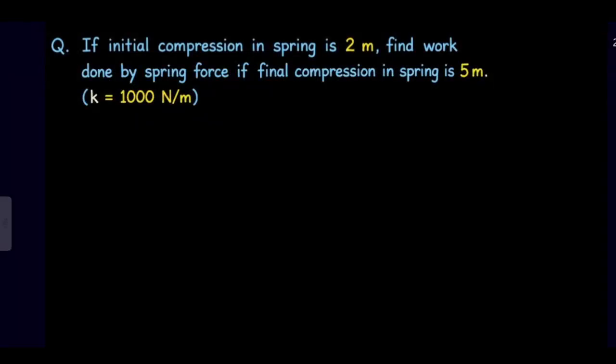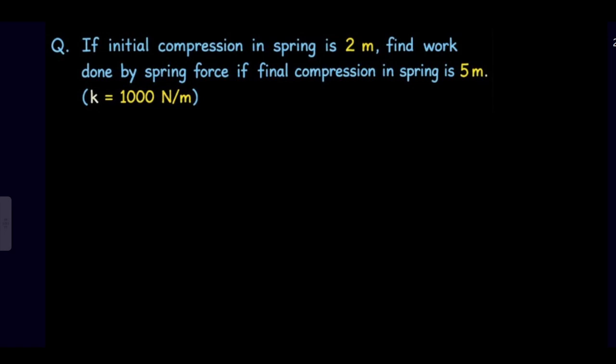If the initial compression is given as 2 meters, find the work done by the force if the final compression is given as 5 meters. So x1 is 2, x2 is 5. 5 or 7? 5 only, remember. See the data, so we should be very careful.